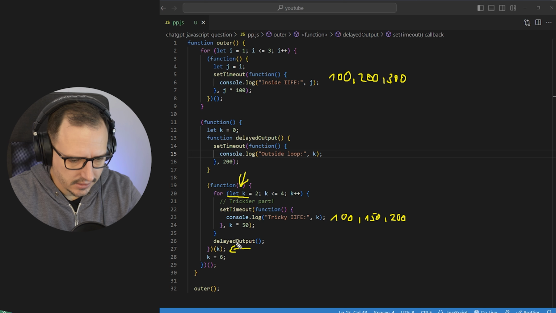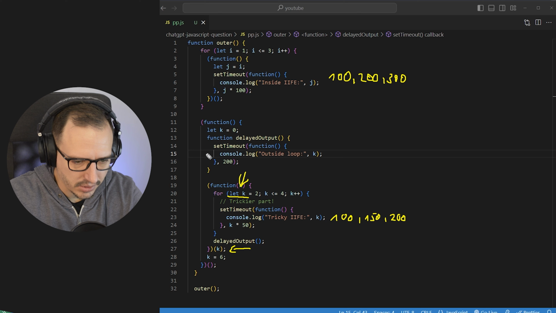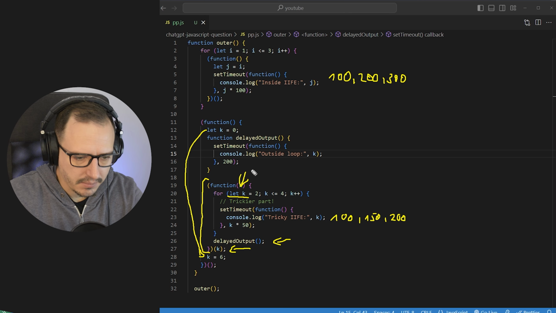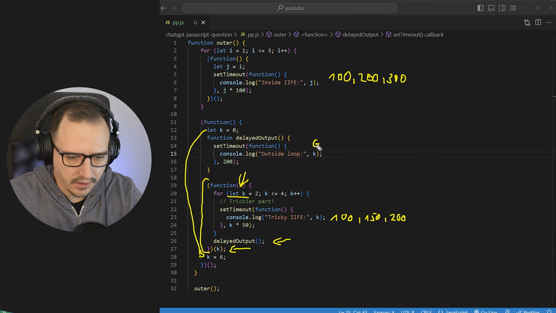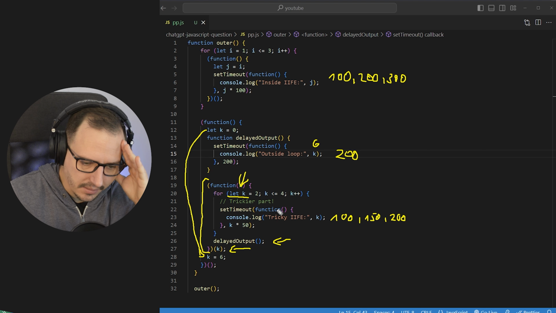So then we call the delayed output, which sets a timeout. Then once these timeouts are set, what in the world is happening here? k is outside of this scope, so it's here. See, it's outside of this whole thing. You follow me, right? So that means the k is going to be 6 here. This is going to be 6, and it's after 200 milliseconds. I'm not sure about the timings. There might be some monkey business going on here.